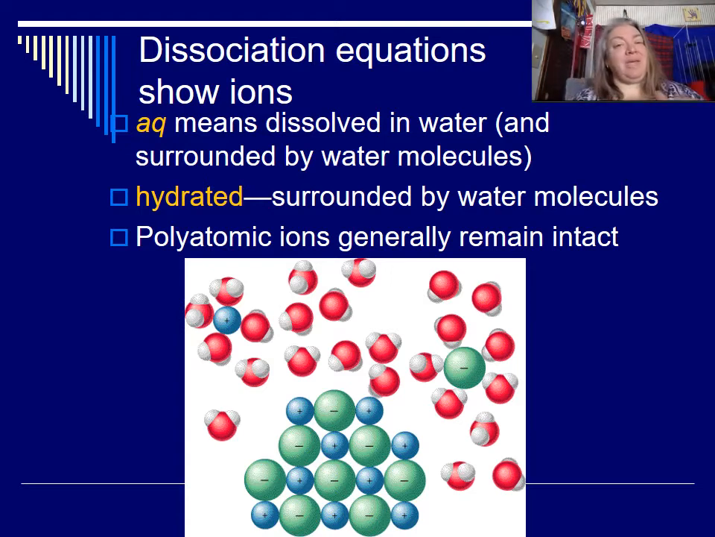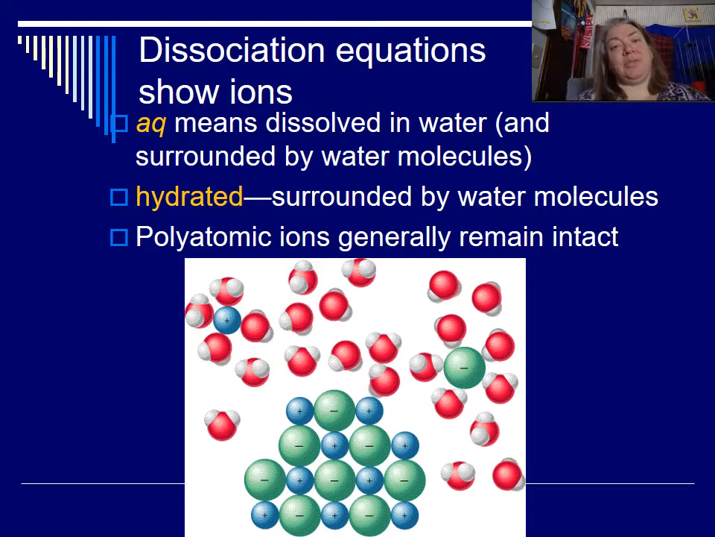Not like whenever we had sugar. Sugar stays together. It's a molecule. The ionic compounds actually break apart. So we need to be able to say, okay, when you put, say, sodium chloride in water, how do we show that they will actually break apart? That's called dissociation. And I'm going to write a few of them on the next slide for you.